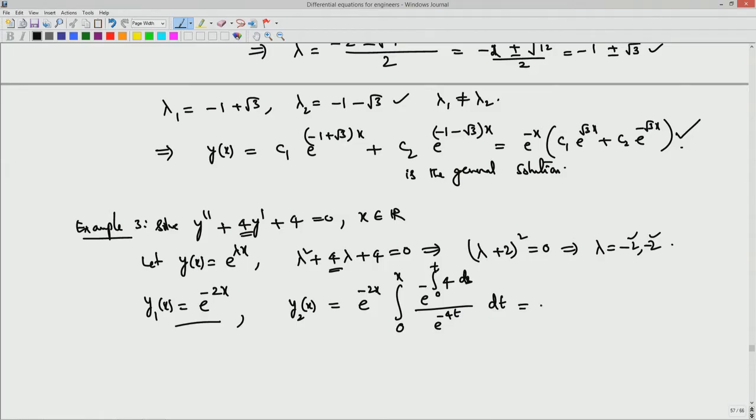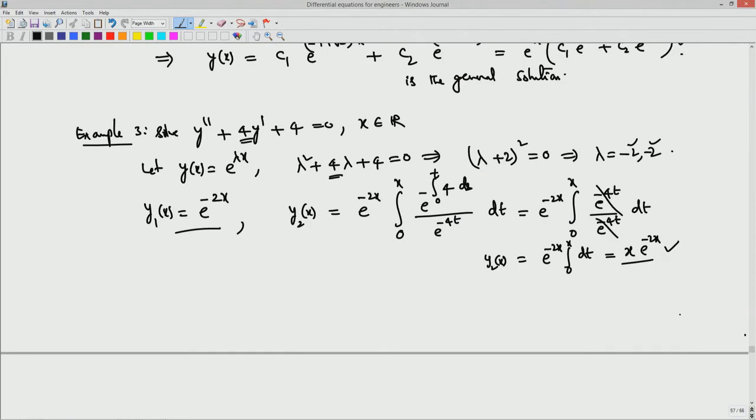If you actually calculate, e^(-2x) times the integral from 0 to x of e^(-4t) divided by e^(-4t) dt, this is nothing but simply e^(-2x) times the integral from 0 to x of dt. This gets cancelled, so you have simply x e^(-2x). So this is your y2(x). y2(x) is x times e^(-2x).